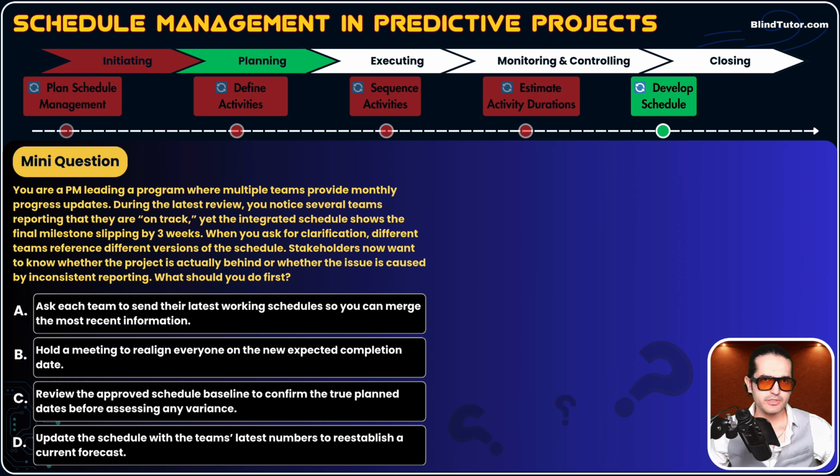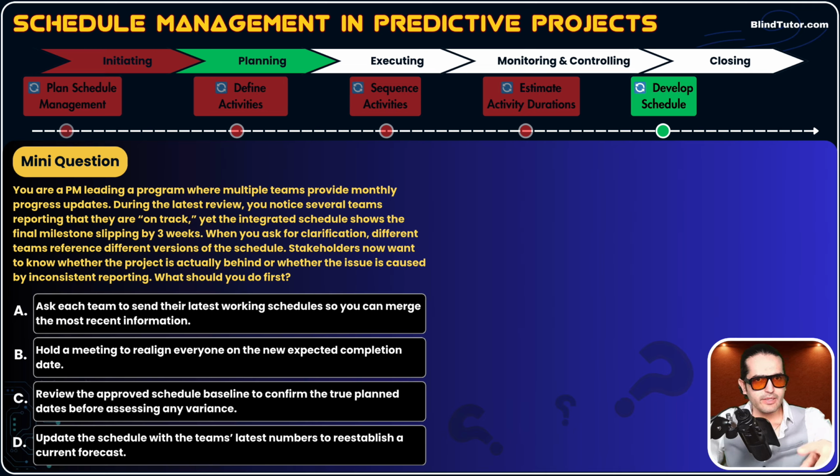It says you are a project manager leading a project, so you have multiple teams, guys, okay? During the latest review, you notice all of the teams are saying, hey, we are on track. But the integrated schedule, what's an integrated schedule? It is just one big schedule that includes all schedules of different teams. If there are like 3 teams and each has one schedule, you merge all of the schedules into one big schedule. That one big schedule shows that the milestone, the project finish date, is slipping by 3 weeks.